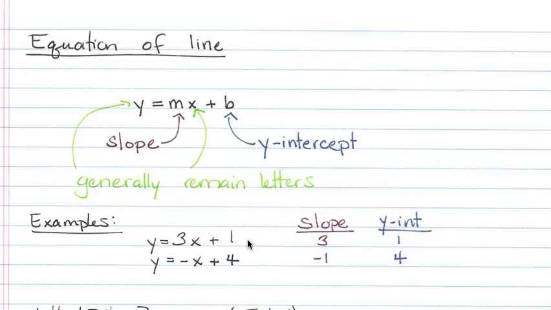Now, I also put what is the y-intercept, because remember this b value here, or the number that sticks out at the end, is the y-intercept. So you can see that the number that's sticking out at the end of the top one is 1. Therefore, the y-intercept of that top equation is 1. The y-intercept for this bottom one is 4. You can see because that's sticking out here.